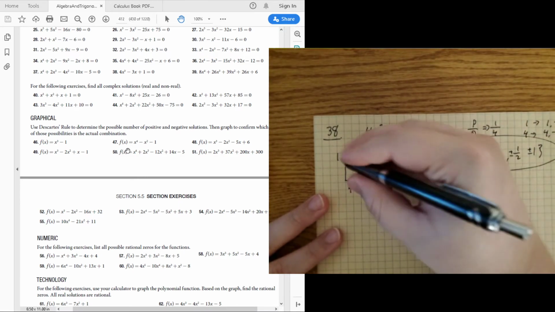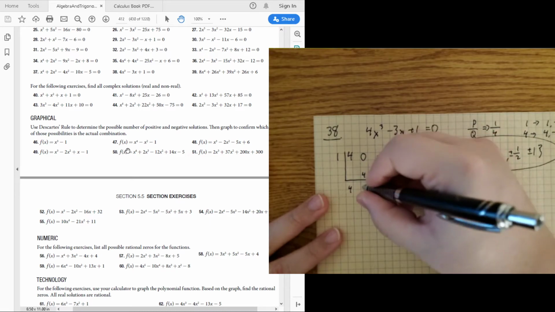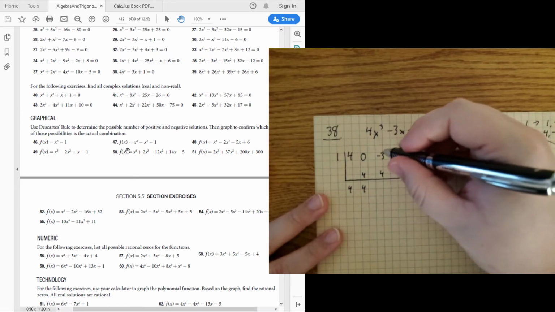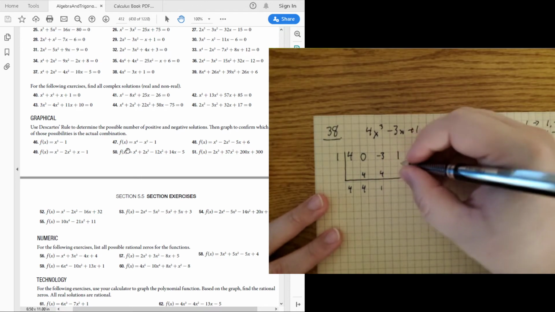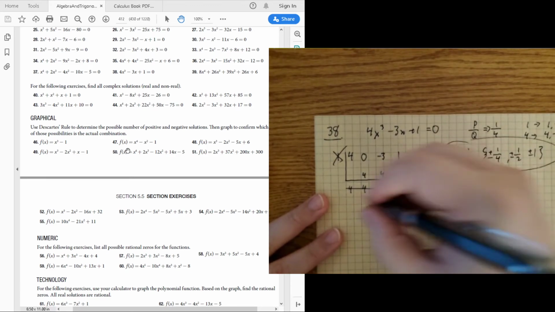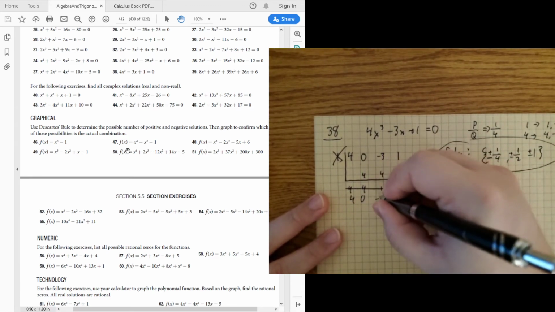4 would drop. 4 times 1 is 4. 4 plus 0 is 4. 4 times 1 is 4. 4 times 0 is 0. Negative 3 and 4 would be 1. 1 times 1 is 1. This gives me 2. 1 did not work. So go back and try again. 4, 0, negative 3, 1.